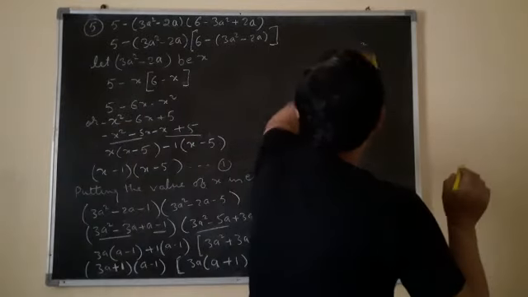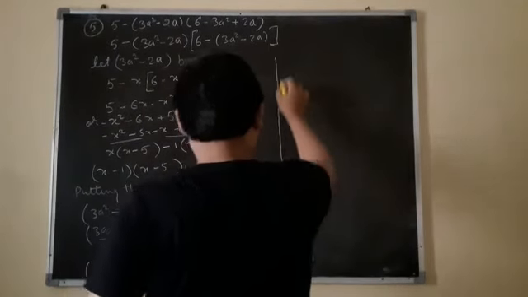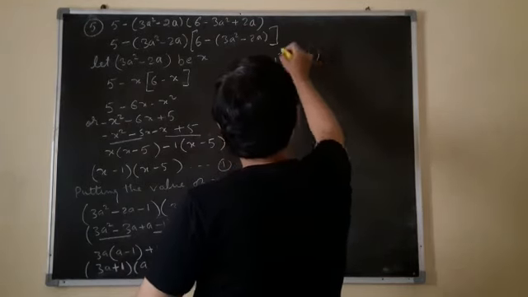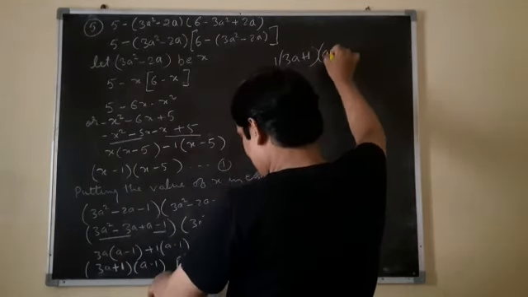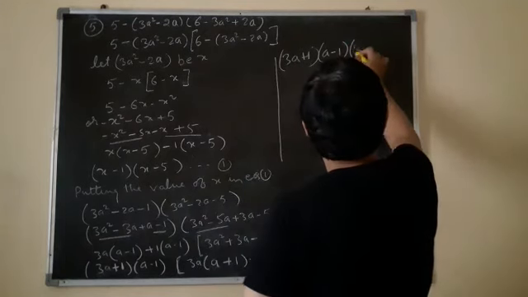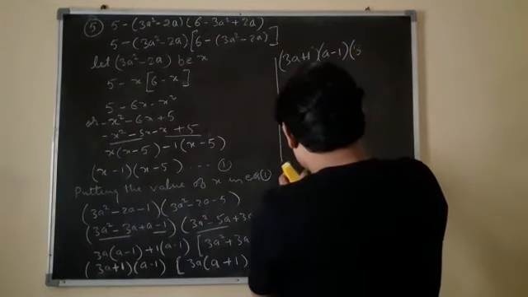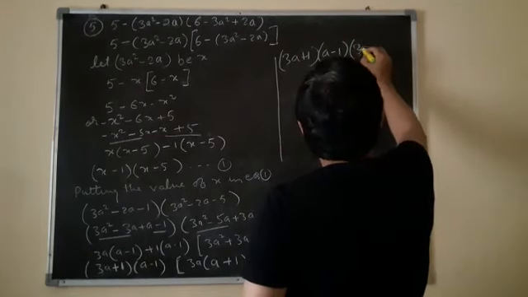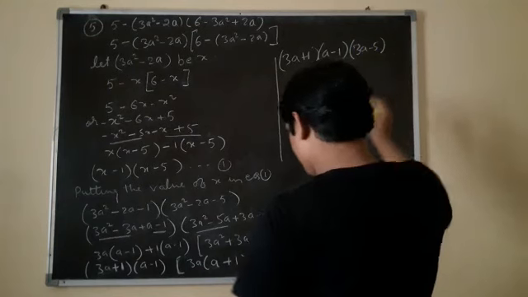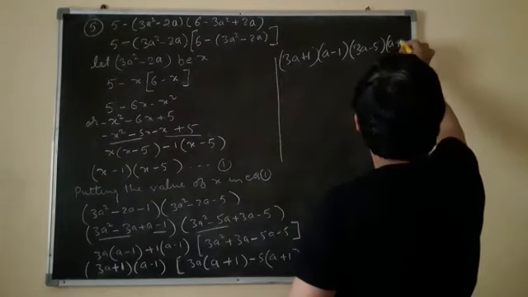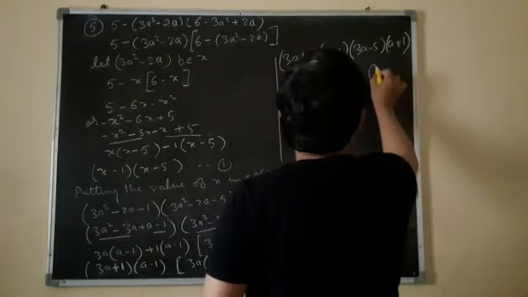Then we will write here 3a plus 1, this side a minus 1, this side 3a minus 5, a minus 5 and a plus 1. This is our answer, children.